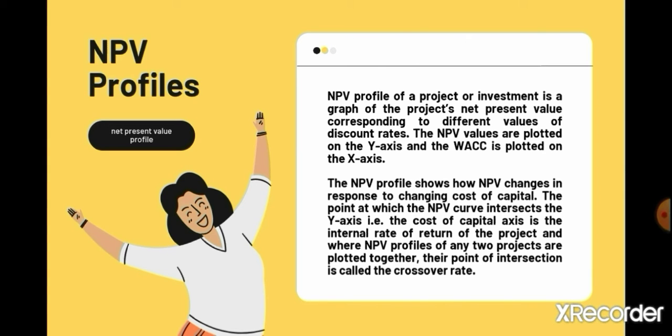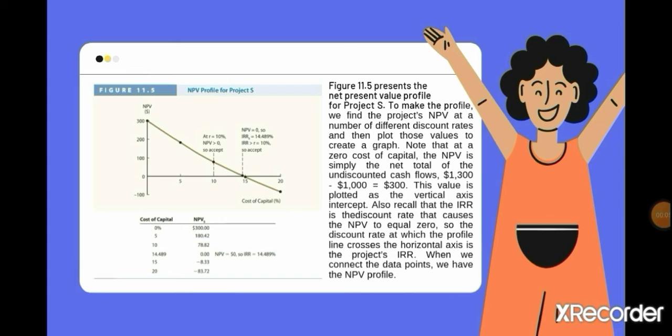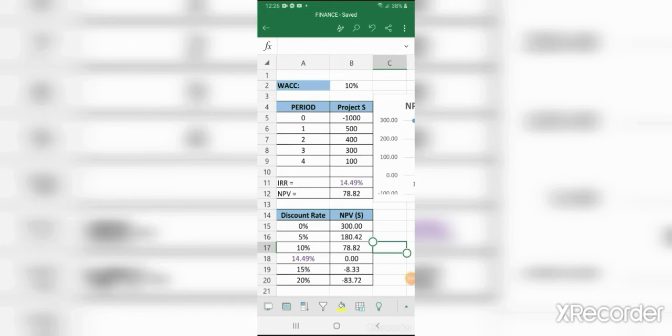An NPV profile of a project or investment is a graph of a project's net present value corresponding to different values of discount rates. The NPV values are plotted on the y-axis and the WACC is plotted on the x-axis. Remember, this is a conventional cash flow where there's an initial negative cash outflow followed by subsequent positive inflows. So the 1,300 minus 1,000 equals 300 will be plotted as the vertical axis intercept as shown in figure 11.5.